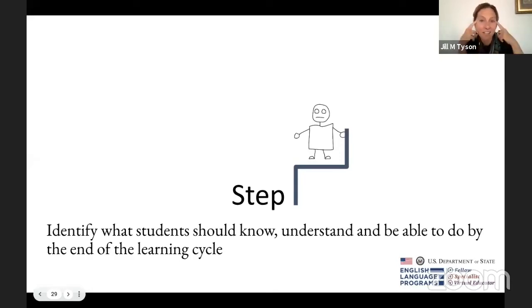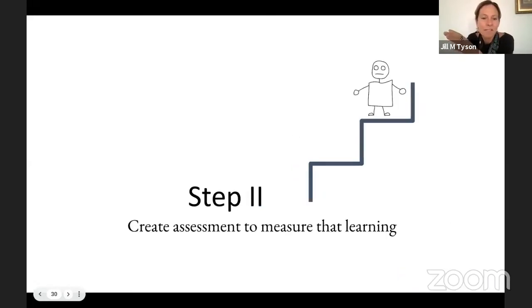We have cognitive objectives and we have behavioral objectives. The cognitive objectives are the know and understand. And then the behavioral is the things that they can do at the end of the lesson. So that's what we do first.